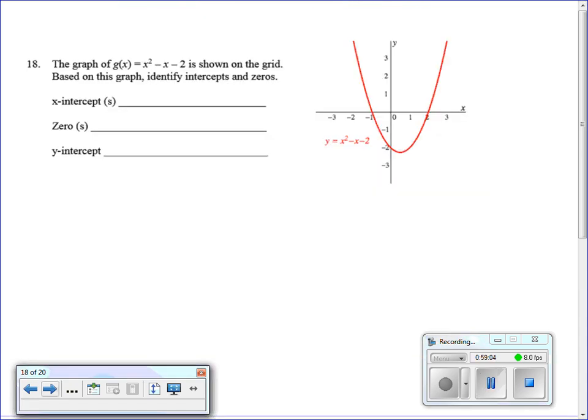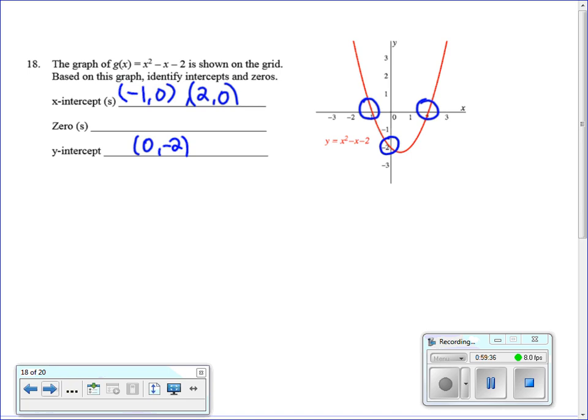Based on the graph, it wants us to identify the x-intercepts, the y-intercept, and the zeros. So your x-intercepts are where it crosses the x-axis. So your x-intercepts in this case would be at -1, 0, and 2, 0. Remember that your y-intercept is where it crosses the y-axis, and that is at 0, -2.